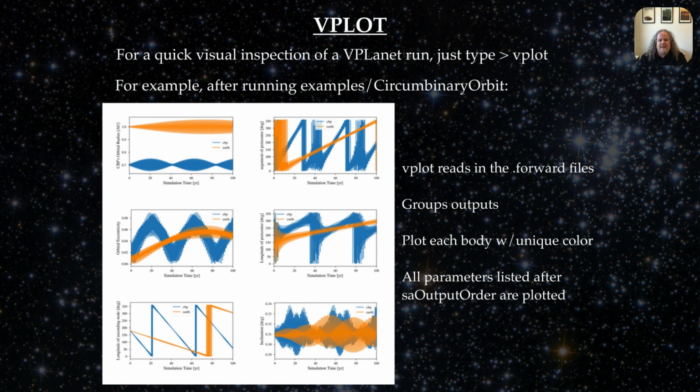vplot creates figures that contain the evolution of an output parameter over time. So each of these figures will be its own window on your screen. Here I've just collected them all together to make it a little easier to see. These different panels represent different orbital elements over time. The circumbinary planet is in blue, and then the stellar binaries orbit is in orange. Note that vplot groups the outputs by their type, and each body will of course be printed with a unique color. Essentially, all vplot does when you run vplot from the command line is gather all the parameters listed after the SA output order option, group them by output parameter, and then create the figures.